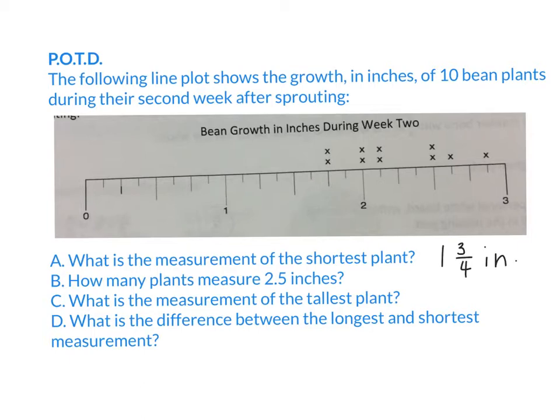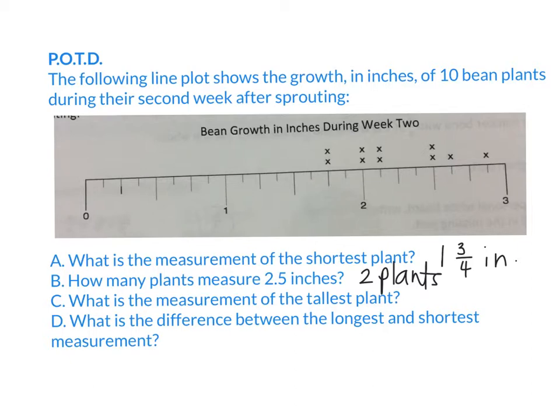The question's asking now, number 2, how many plants measure exactly 2.5 inches? Okay, Radna, come on down. Can you point to the X or X's that show the plants that are 2.5 inches? She's pointing to these ones right here. Very good. So how many plants measure 2.5 inches? 2 plants. Very good. Now you can go. Again, we can use the data from the line plot to help us answer questions about the data.